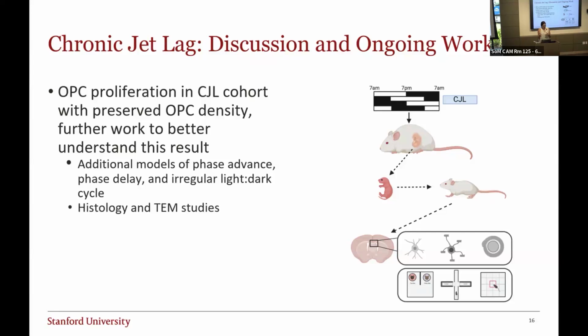Additionally, we still have the chronic jet lag model that I was talking about. We still have further histology and electron microscopy studies to look at both cell types, cell numbers, and myelination in these mice that we're stressing.